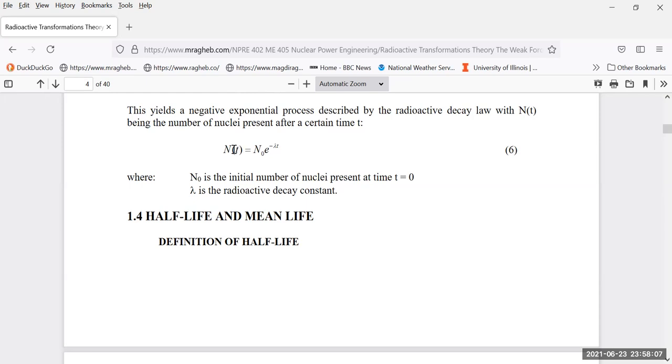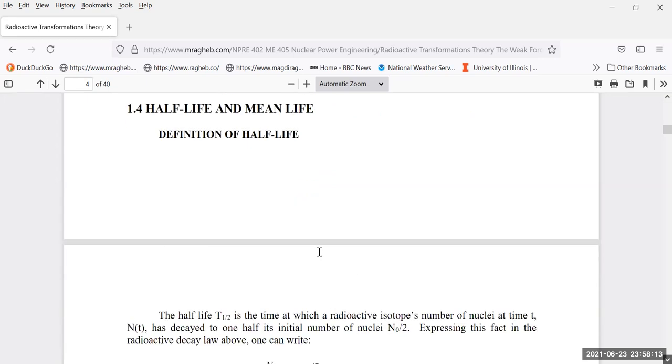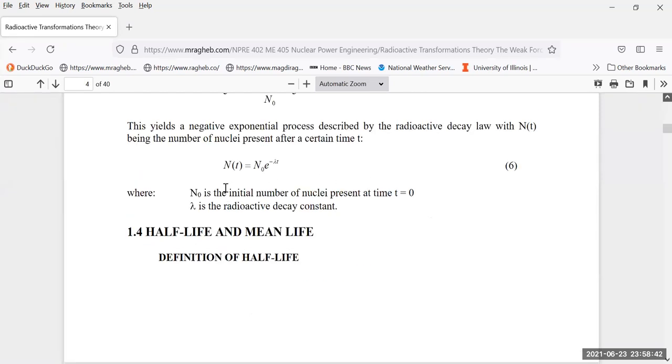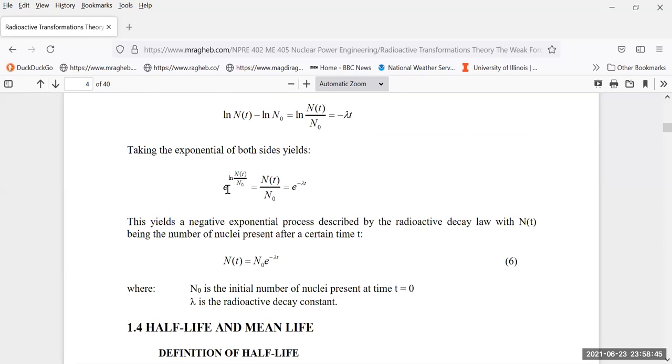Let us denote by the symbol for the half-life that we used before, t sub 1/2, and n of t at t sub 1/2 becomes n naught over 2, and we know this quantity is 1/2 the initial amount. So we can write that n naught over 2 is equal to n naught e to the minus lambda t 1/2, and n sub 0 and n sub 0 cancel, so we have 1/2 is equal to e to the minus lambda t 1/2. Okay, we can get rid of the logarithm function in any algebraic expression by taking the exponential of it. We also can get rid of the exponential in algebra by taking the natural logarithm of it.